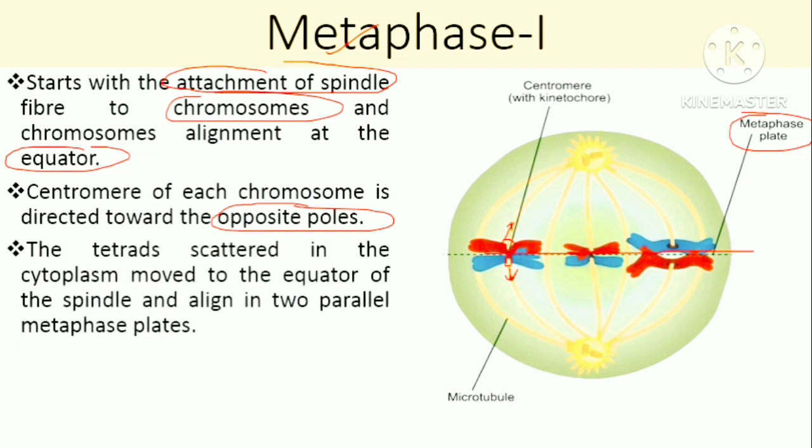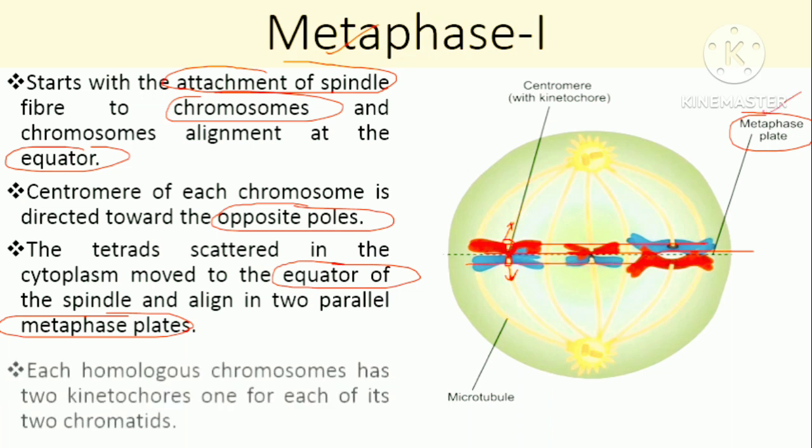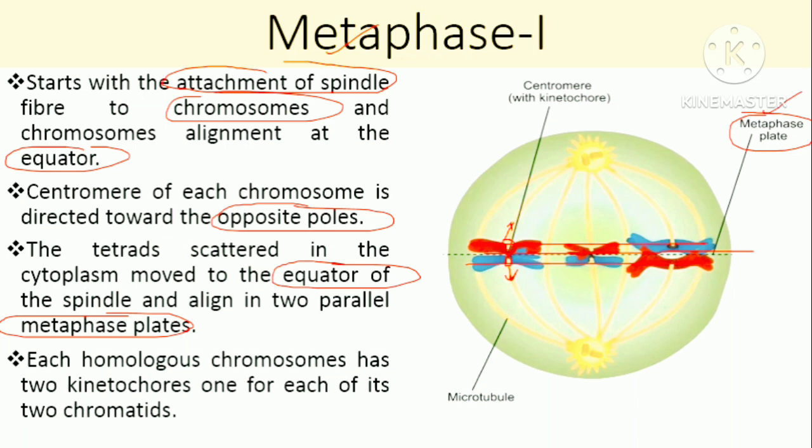The tetrads scattered in the cytoplasm move to the equator of the spindle and align in two parallel metaphase plates, which we can see in this animated photograph. So the two metaphase plates are parallel to each other, and the chromosome pairs lie thus at the center of the cell, that is, the equator or metaphase plate. Each homologous chromosome has two kinetochores, one for each of its two chromatids.